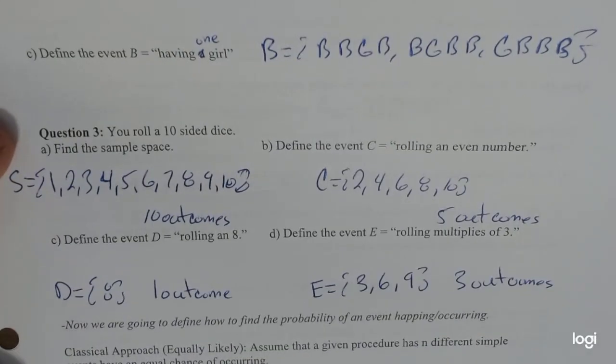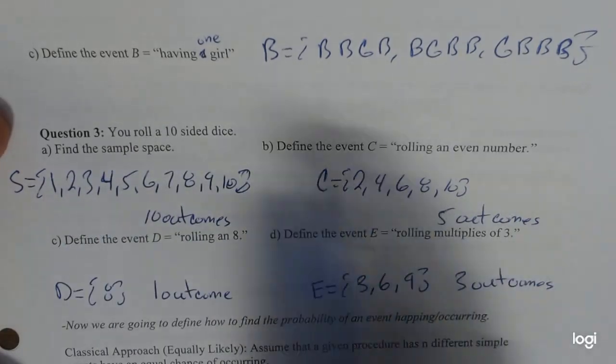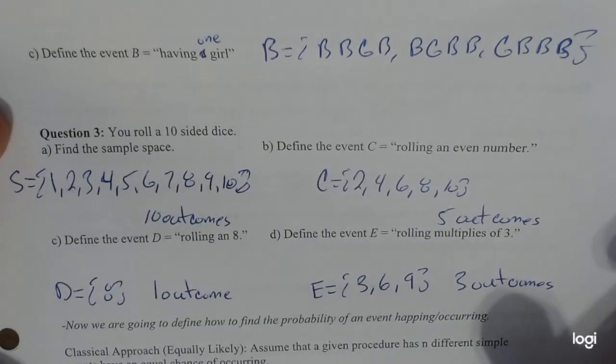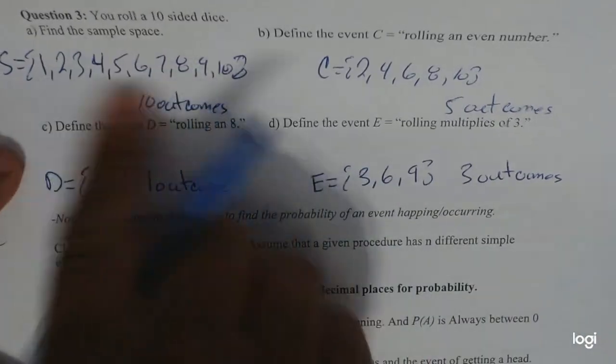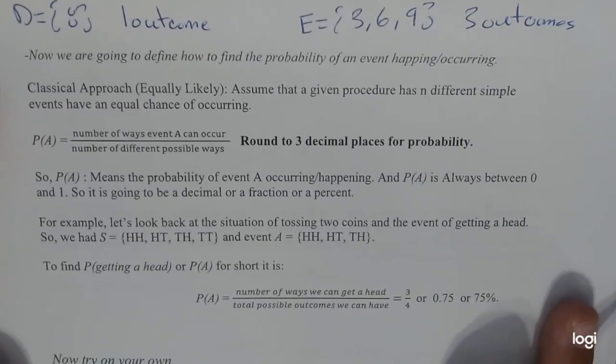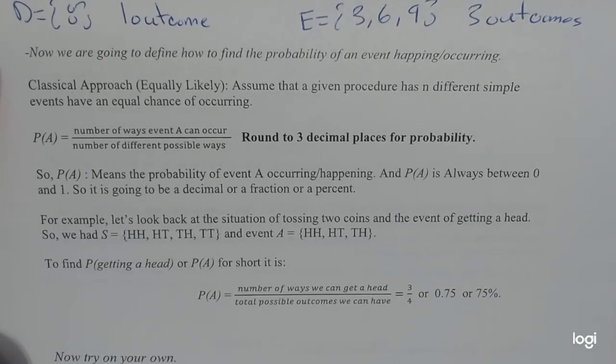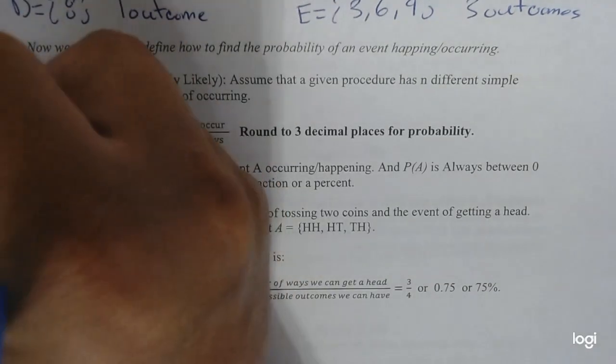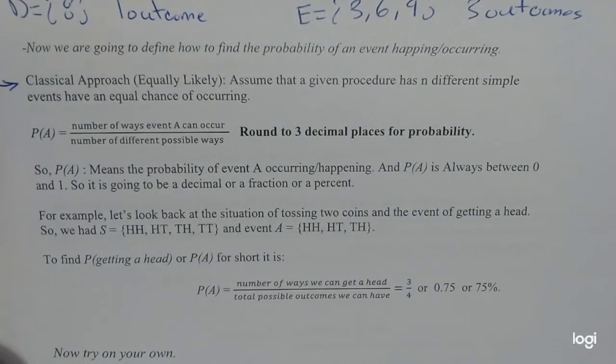So hopefully these aren't too difficult. Again, your homework will go over roughly this portion and then slowly transition to the next part. But now that we have a little bit of a grasp of how to define sample space and how to define an event, now let's go into the actual probability stuff of how we find the actual answer, right? So we're always going to be using the classical approach because it's the most common one, or equally likely events, okay?